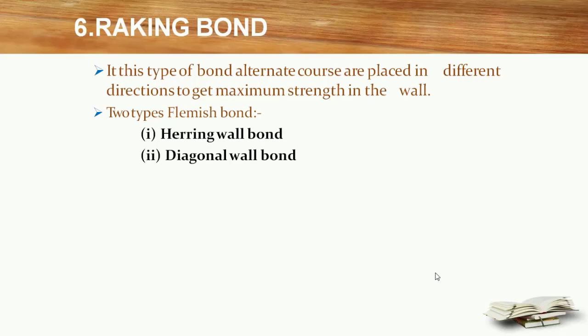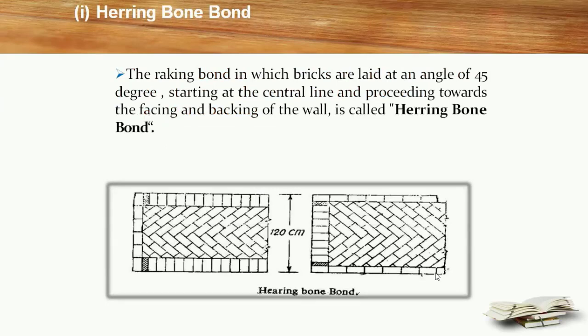Basically, in the herringbone bond, this type of bond is provided at every 6th and 8th course if the thickness of the wall is more than 4 bricks. The bricks are laid at an angle of 45 degrees, as you can see in the figure also.